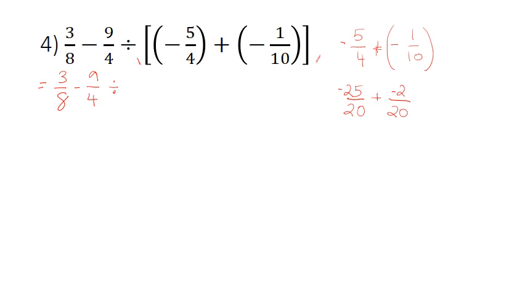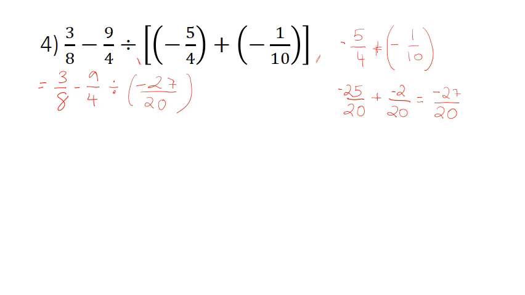Now here I have negative 25/20 plus negative 2/20. And that would be equal to negative 27/20. Now I can't simplify this. I could rewrite it into a mixed number, but I don't want to do that because I know I'm going to have to do more work with it over here. So I might as well leave it as an improper fraction. So this is divided by negative 27/20.